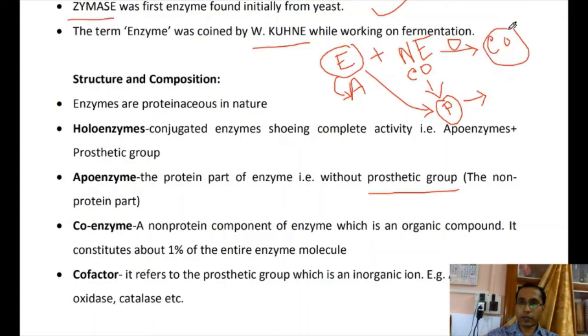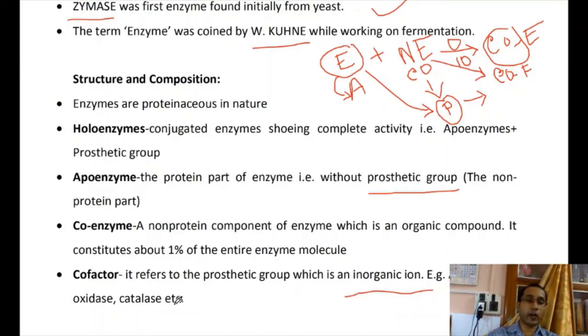If it is organic, then it is called coenzyme. If it is inorganic or a metallic ion, we can see this is called cofactor. That refers to the prosthetic group which is an inorganic ion. You can see here cofactors, COF, and this is COE. So these are very easy differences, you can easily differentiate among them.